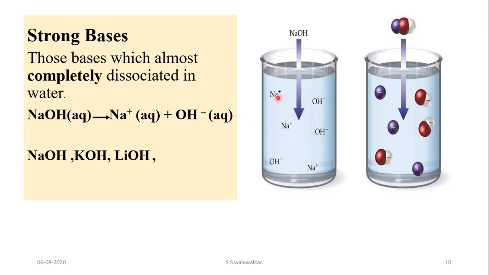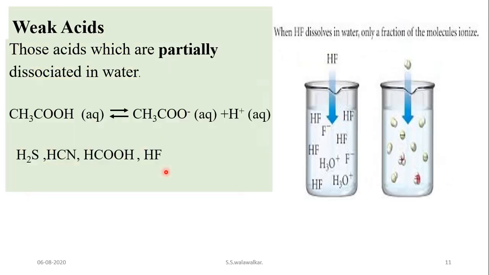When NaOH is dissolved in water, complete dissociation takes place, and Na+ ions and OH- ions are formed in the solution. For example, KOH, lithium hydroxide, and cesium hydroxide are examples of strong bases. Like that, weak acids are those acids which are partially dissociated in water.